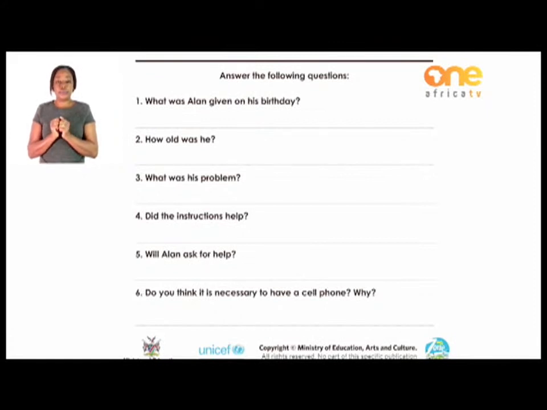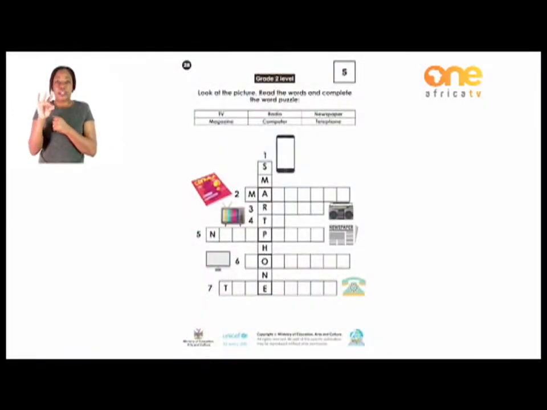Now let's go over to page 28 with the grade 2s. I hope the grade 2s are still here with me. All right. Now we are going to look at the pictures and read the words and complete the word puzzle. But before we do that, I would like to introduce you a bit to the communication tools.